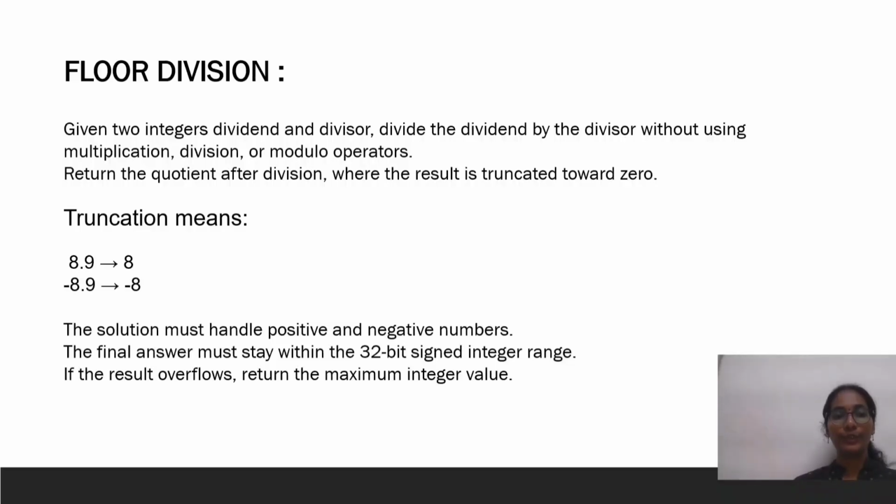First of all, we need to know what truncation means. If we are given 8.9, it becomes 8. If we are given minus 8.9, it should become minus 8. And the solution must handle positive and negative numbers. The final answer must stay within the integer range. If the result overflows, return the maximum integer value.